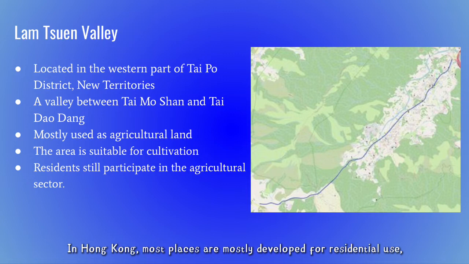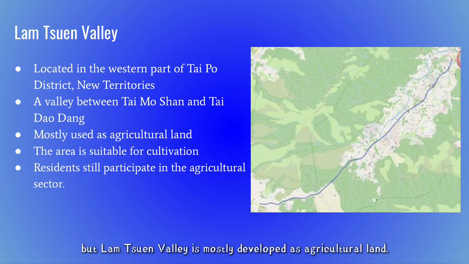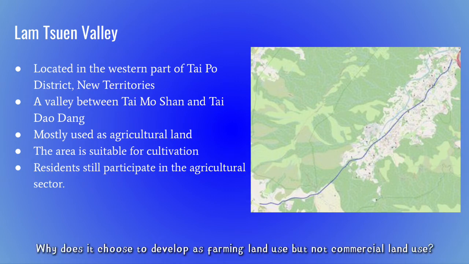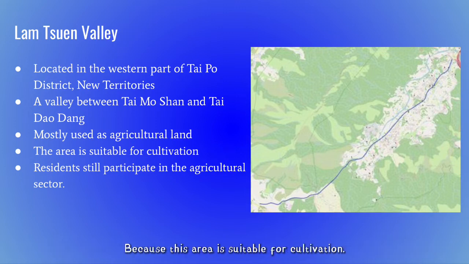In Hong Kong, most places are mostly developed for residential use, but Lam Tsuen Valley is mostly developed as agricultural land. Why does it choose to develop as farming land use but not commercial land use? Because its area is suitable for cultivation. Our food can't always depend on other regions. We also need local food supply.